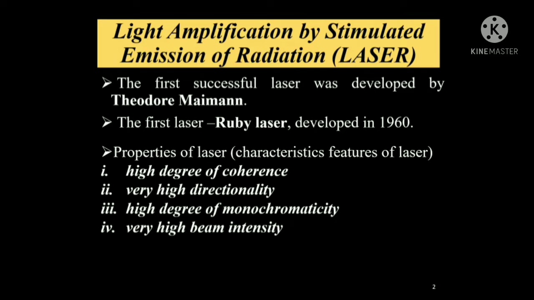And directionality means it is used in a machine gun and all to point out, right? To aim at a particular point, the red light seen at that point is also a type of laser. So that's why we say it has high directionality. Monochromaticity means it is only of single wavelength, and very high beam intensity means it has very high intensity. Okay, so these are the features of laser.